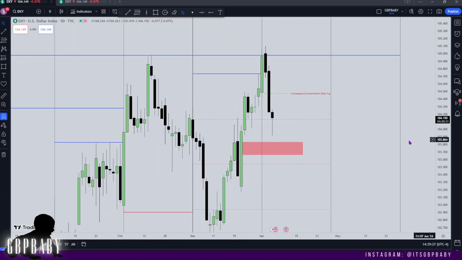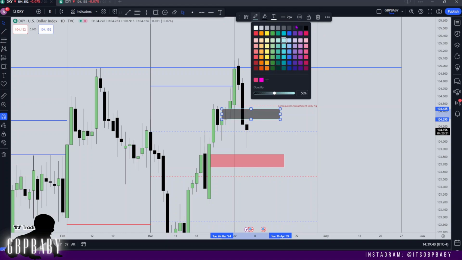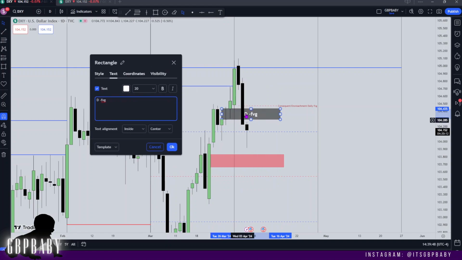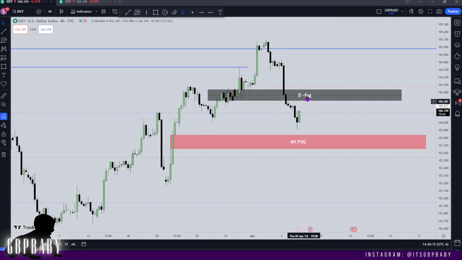And then another thing I want to bring our attention to is this imbalance. The fact that we've traded through it on the downside means that it should act bearishly. So we should be looking for shorts within this range, and it's also respecting that consequent encroachment I was talking about. So I'm going to make this black, and I'm going to call this a bearish fair value gap, a daily bearish fair value gap. Now price can trade into it, but preferably we will respect the 25% level of it.